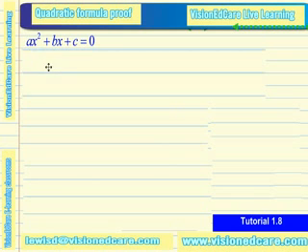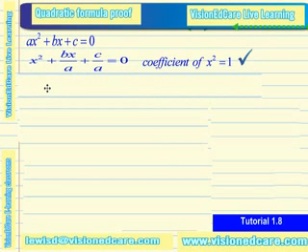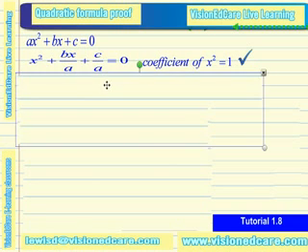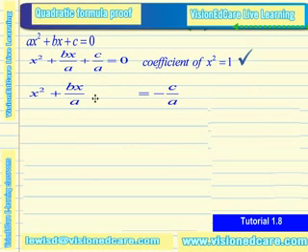So in this case we have x squared plus bx over a plus c over a, and that's equal to 0. So the coefficient of x squared here is equal to 1. The next thing you want to do is to isolate the x term. So we're going to get rid of the c over a. So we're going to take away that both sides, which gives us x squared plus bx over a is equal to minus c over a.